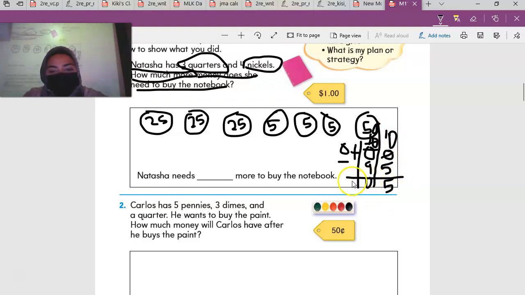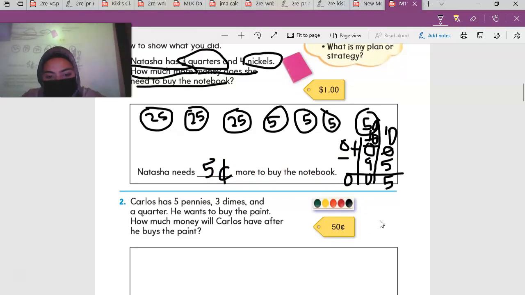So Natasha needs blank more to buy the notebook. How many more cents does she need? She needs 5 more cents. You have to remember that 100 cents is the same as $1. It's the same.